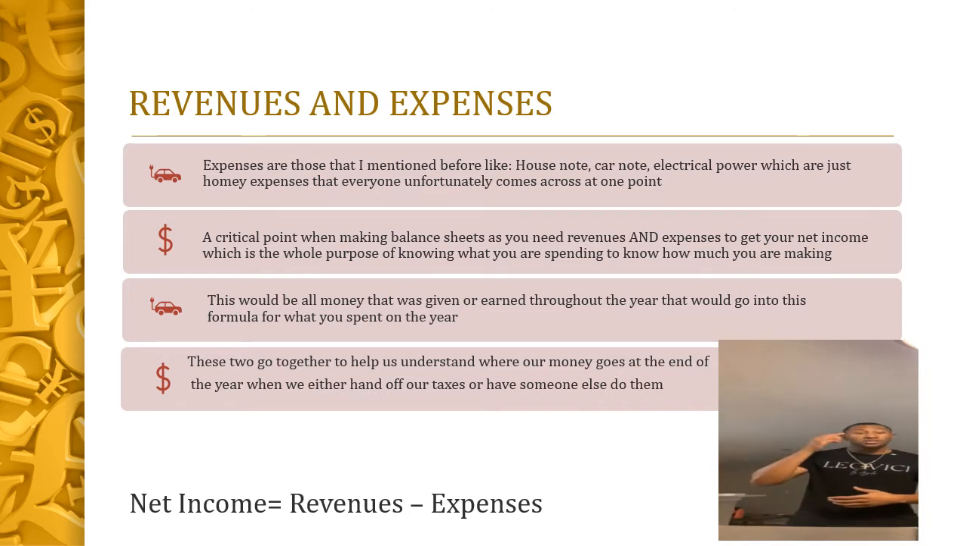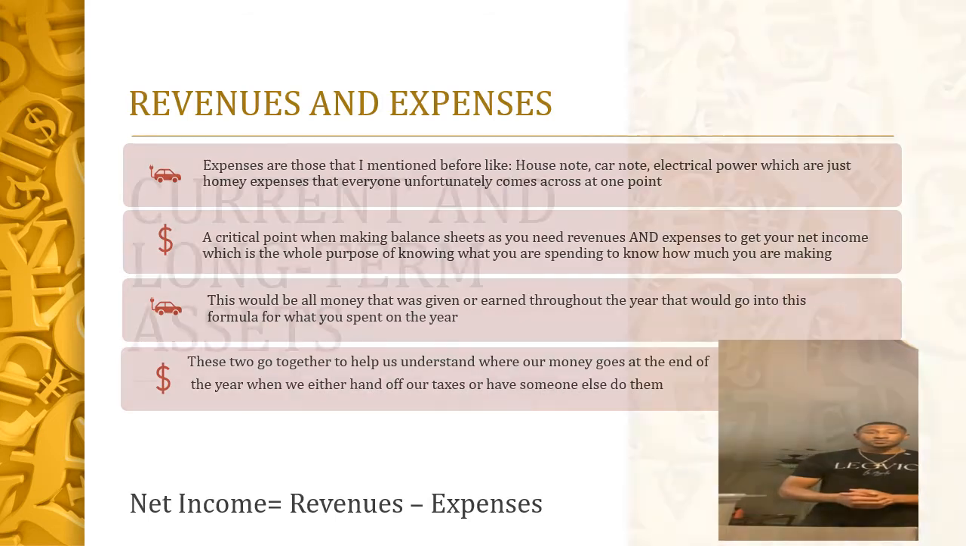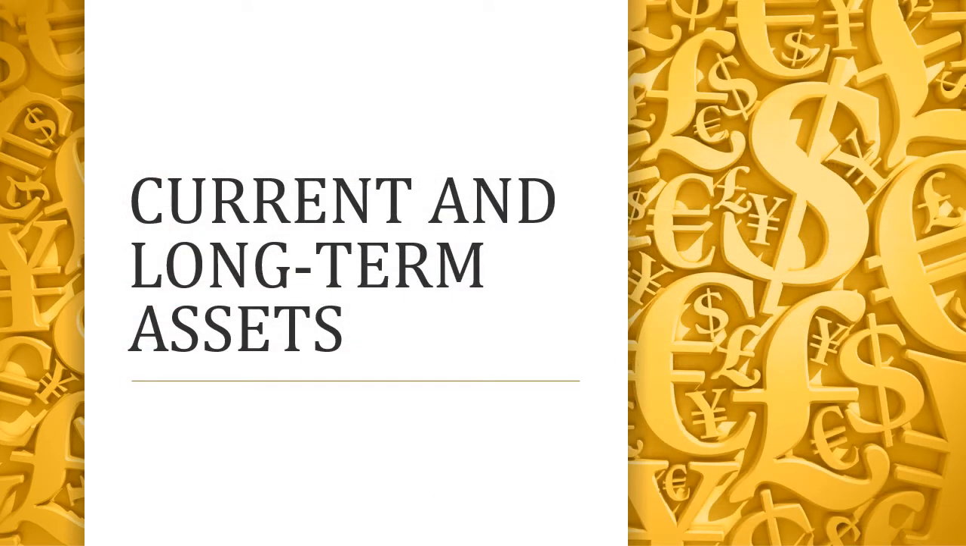Our equity can be either positive or negative. Positive means we can keep the lights on, we can keep people coming in, our business is thriving. Once our expenses start overcoming our revenue, what we're making for the day, our business is in the red, which is where we don't want to be. And that is basically our revenues and expenses.